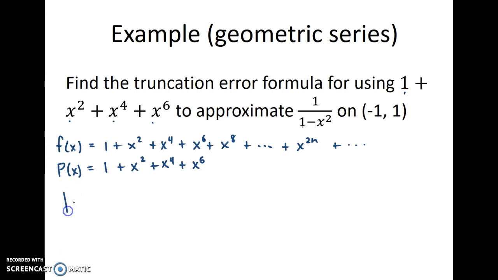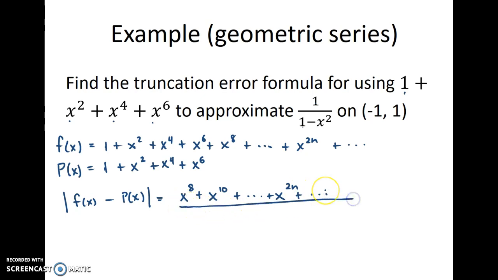Okay, so if I look at the difference, if I look at f of x minus p of x, this is going to be the error. So if I subtract these two functions, the 1's are going to subtract away. The x squareds would subtract away, the x to the 4th would subtract away, and the x to the 6th would subtract away, and I'd be left with x to the 8th plus x to the 10th, etc. And this is my error. This is how much I missed by truncating the polynomial.